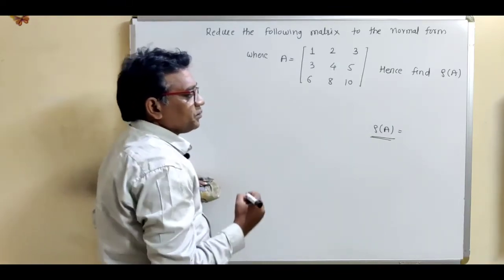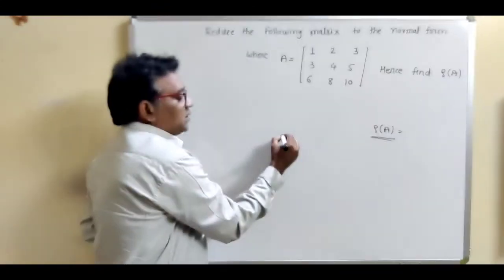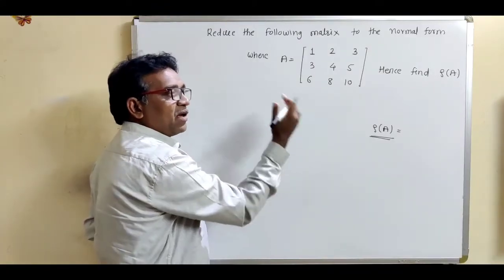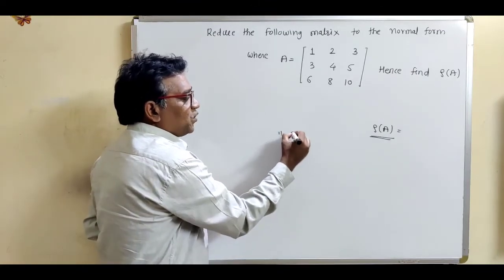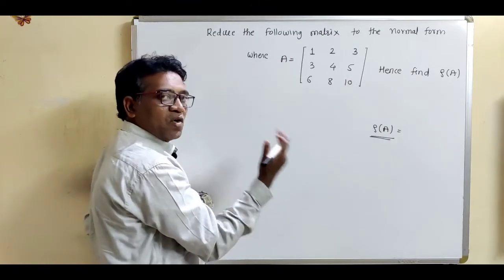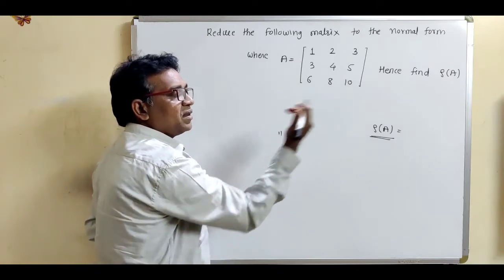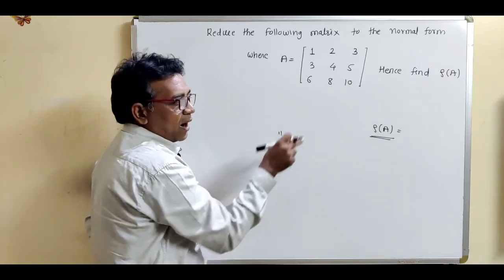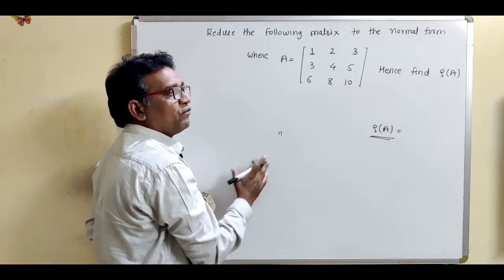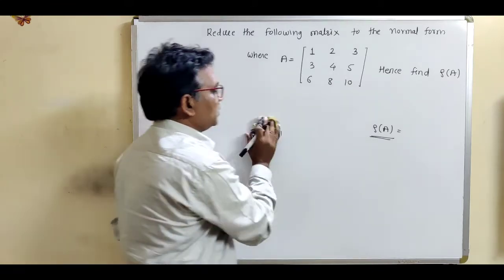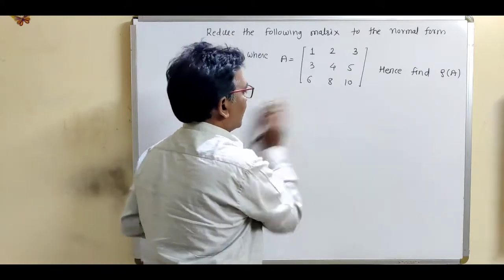So see, there are two methods for finding the rank of the matrix. What is the first method? By using the determinant method or minor method, we can find the rank of the given matrix. And what is the second method? By using the normal form or canonical form, we can find the rank of the given matrix.